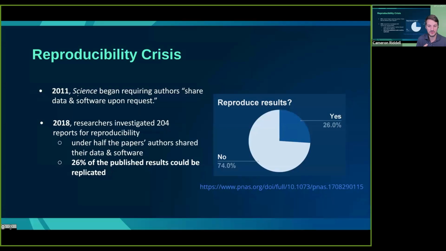And then of the remaining 50% that actually did share their results, well, in the grand scheme of things, only 26% of those published results could actually be reproduced. And so we end up with this pie chart here on the right-hand side that shows us, could we reproduce results from these 204 reports or articles? 74% of them could not be reproduced. Remember, half of those, 50%, was because the authors never wrote back with their data and software. And then the other 25% simply could not be reproduced from the materials that were provided.